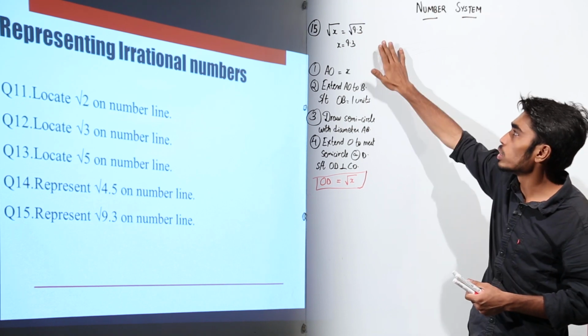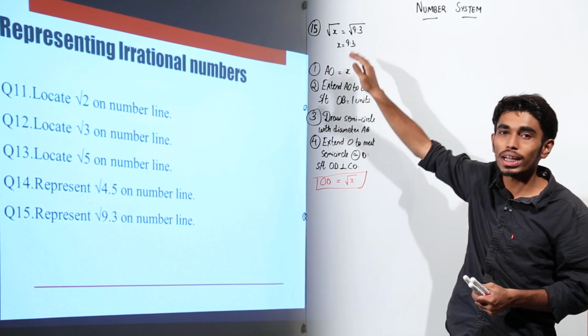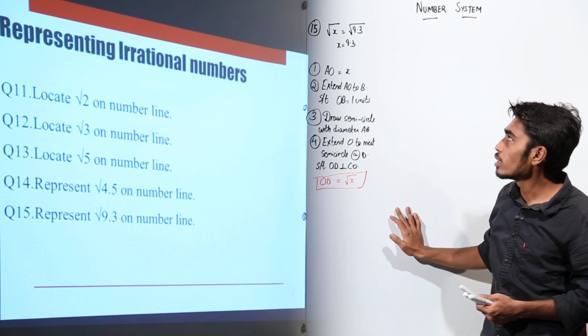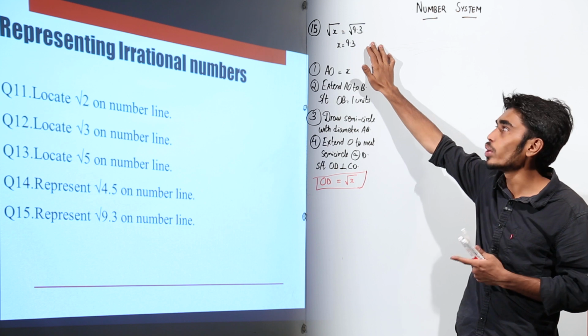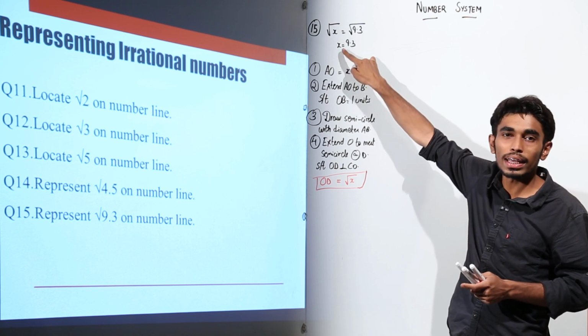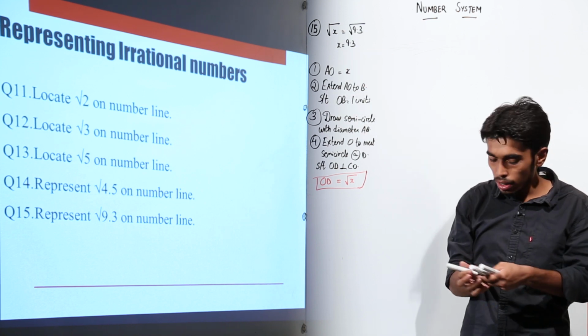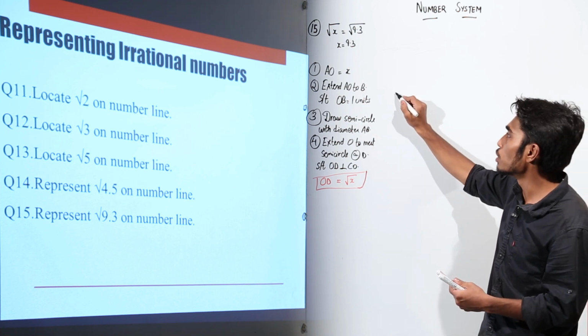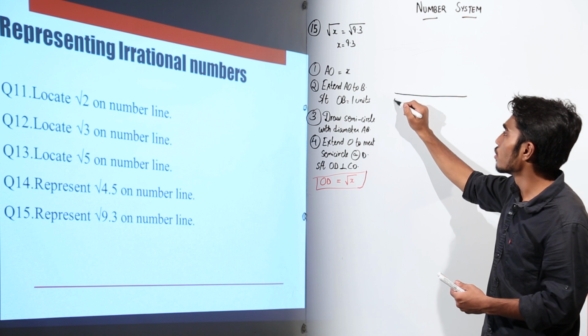Similarly, if we want to represent root over 9.3 on the number line, we can follow the same procedure. So first, we are going to assume that x is equal to 9.3. The first step says, draw a line segment AO which is equal to 9.3.